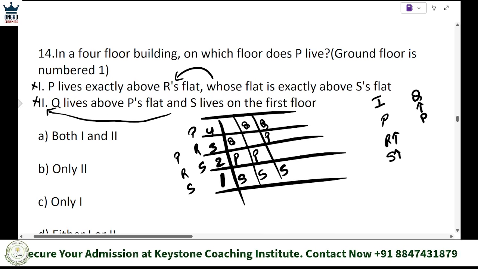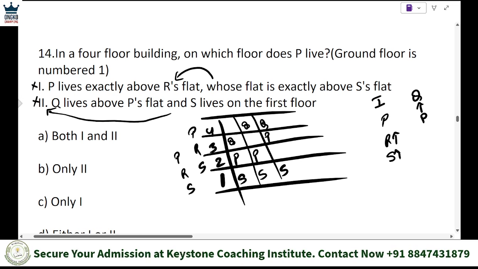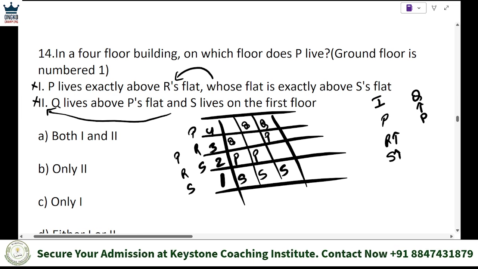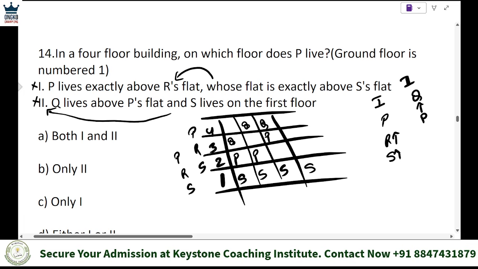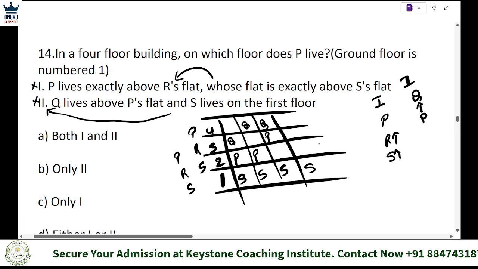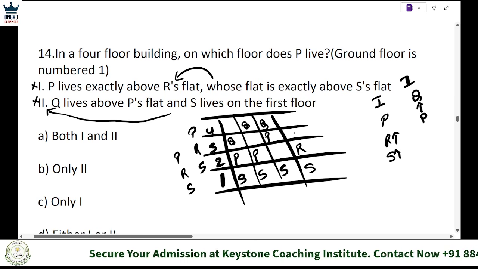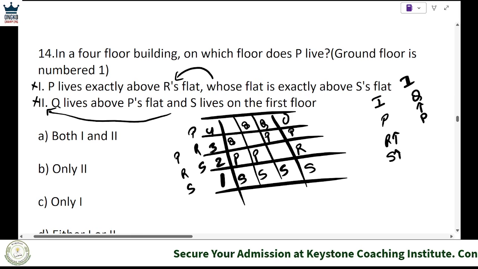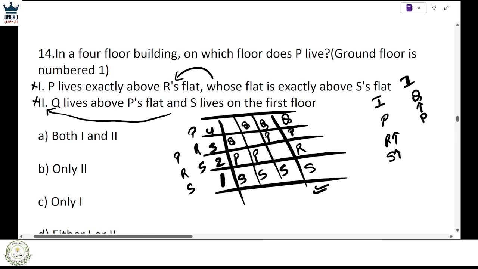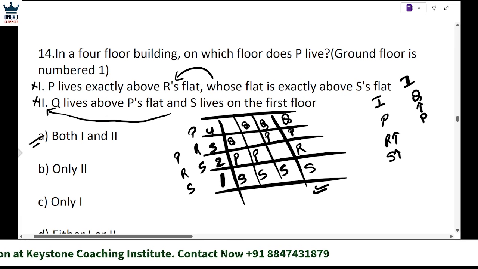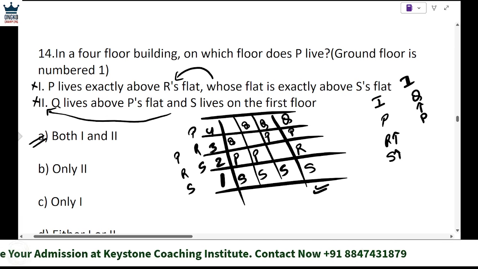Alright, this is statement 1 and statement 2 together. Let's check. In statement 2 it's clearly mentioned that S lives on the first floor, right? Above S, from statement 1, is R, and above R is B. Above B is Q from statement 2. So B lives on floor 3. So both statements 1 and 2 are necessary to answer this question.